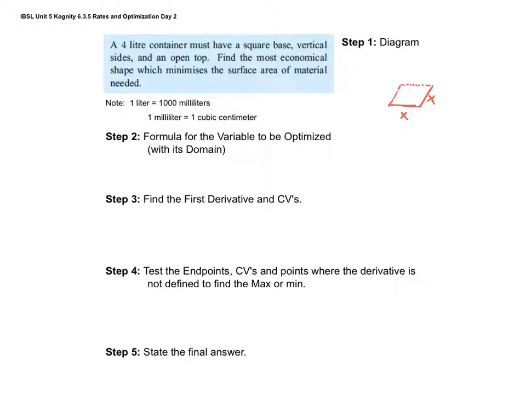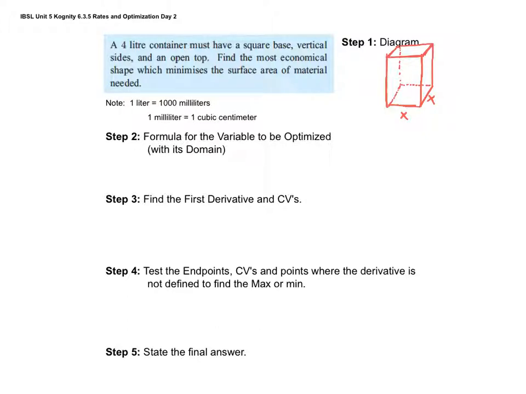Now, it says it has vertical sides, so the sides are going to go straight up, straight up, straight up, and straight up. And it also has an open top, which means there's no lid on this container. It's just open. And that's important because I don't need to cover the top. So none of that is going to be included in my surface area. Okay?